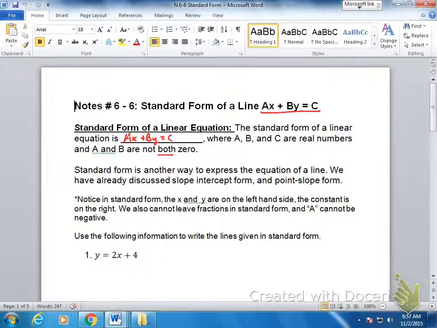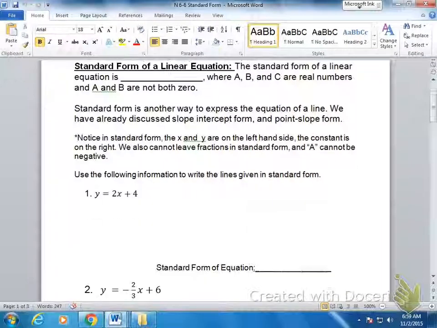It says, notice in standard form, the x and y are on the left-hand side. A lot of the times when we're doing these, we've started in standard form. The constant is on the right. That means the c, the number that's by itself, is all over there on the right. We also cannot leave fractions in standard form, and a cannot be negative. Those are the two things we're going to have to fix in some of these. So let's go ahead and look at a couple of examples.